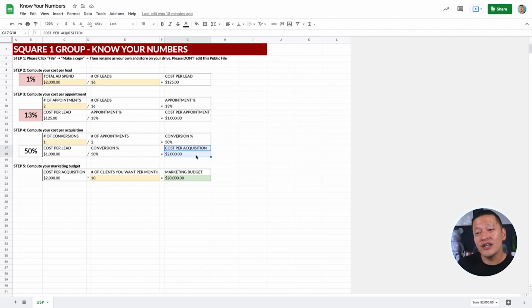Now, the cool part about this sheet is I actually added a separate step here. Step 5 is really designed to compute your marketing budget. So now that we have your actual cost per acquisition number, let's say that I wanted 10 clients for the month. So all I simply need to do is input how many clients, and in this case, it's 10. I take that cost per acquisition, multiply it by the number of clients, and that really just outputs and computes what my marketing budget should be for the month. And there you have it, easy peasy, right?